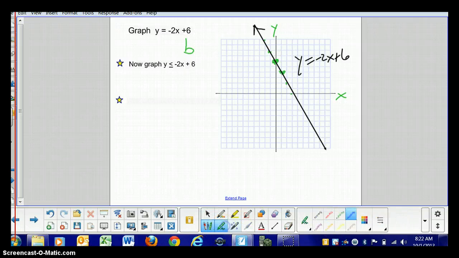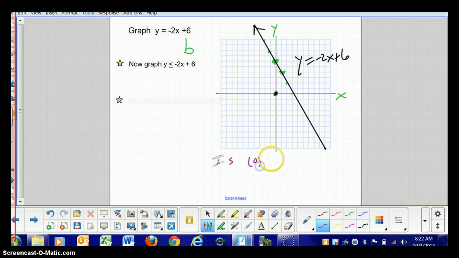Well, I could still use the same point. I could still test the origin. It's a real nice point to test because 0 and 0 are easy to plug in. So let me test that. I need my pen back. Alright. Is 0 less than or equal to negative 2 times 0 plus 6? Is 0 less than or equal to 6?